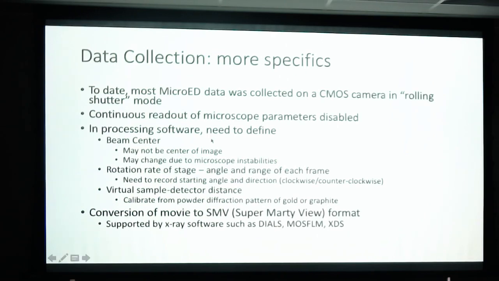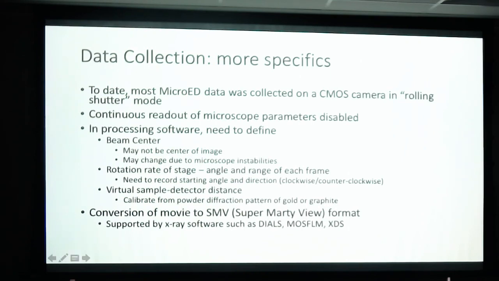So when you process these, you have to define things like where the beam center is and the rotation of the stage. If you collect using newer software, it might be easier now. But if you're doing it manually, you have to calculate, because you're continually rotating the stage while collecting, what angle each frame of the movie was actually collected at. Maybe you are collecting at half a degree per second, so when you're 5 seconds in, you've rotated 5 degrees, and you know your frame rate. So you have a little program to roughly calculate that, and then the software refines it from there.